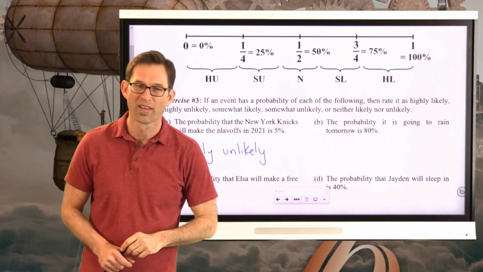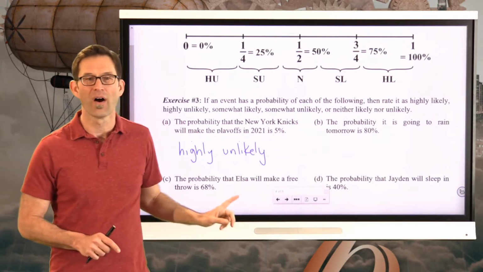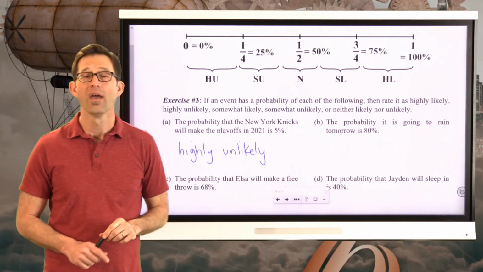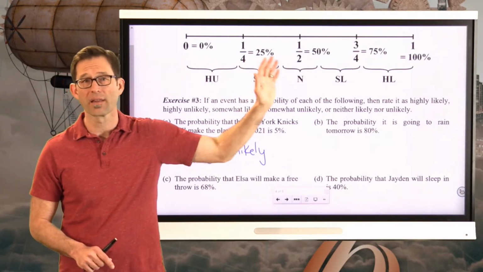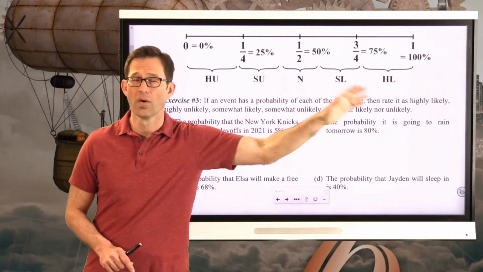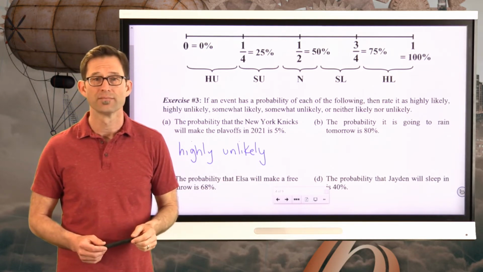All right. So what I'd like you to do now is take a look at the last 3 scenarios, and give them one of these 5 ratings: highly unlikely, somewhat unlikely, neither, somewhat likely, or highly likely. Pause the video now and give a ranking to each one.